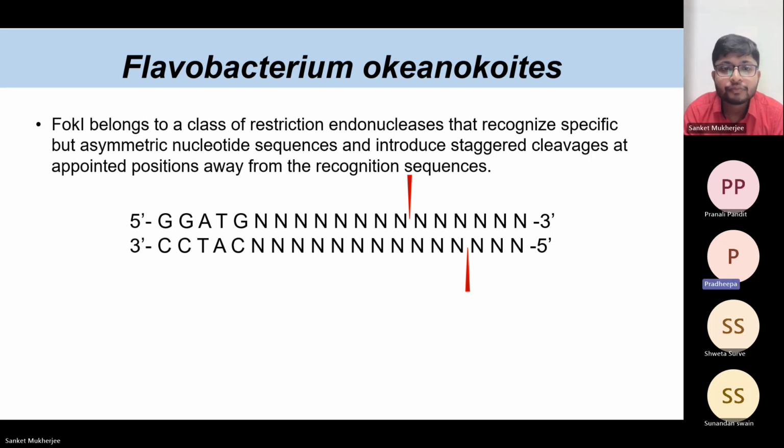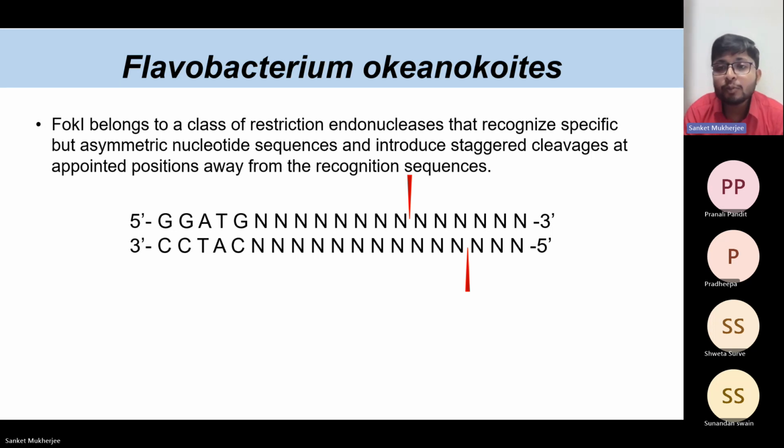Second group, group 2. Which subclass then? Group 2 restriction endonucleases. Group 2S, right? Type 2S. So this is what it belongs to. Most of the restriction enzymes that you would be using in a molecular biology lab belong to type 2P. So what is the difference between these two?